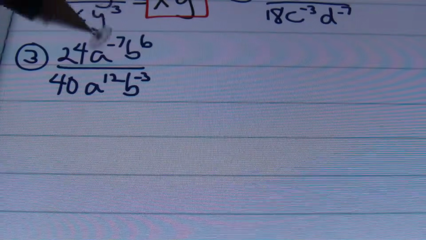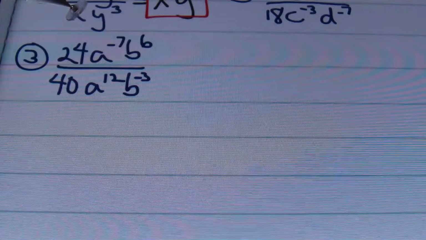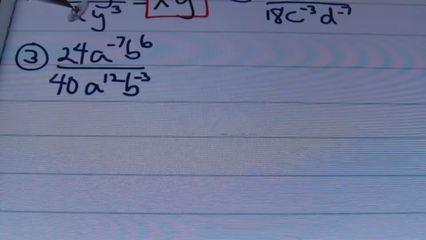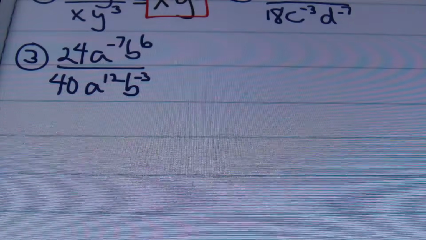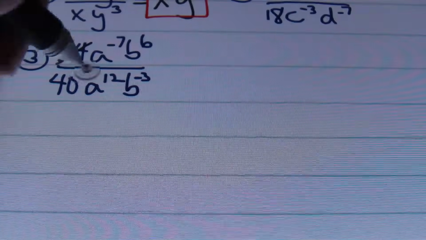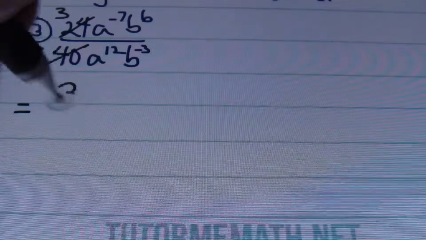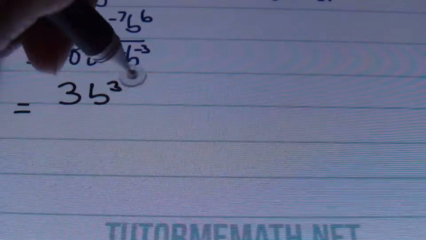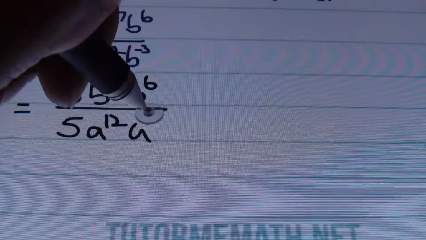And then I'll also take a look at these exponents, especially the ones with a negative exponent. And I'll be shifting the base of those variables that have a negative exponent. So this is what you'll see initially from me. I'll have 8 going into 24 3 times. I know that 8 goes into 40 5 times. I have 3 b to the 3rd power, b to the 6th power, over 5 a to the 12th power, a to the 7th power.